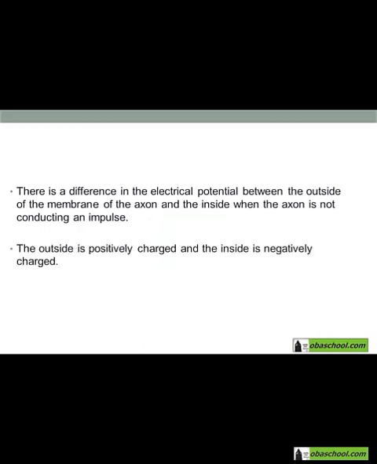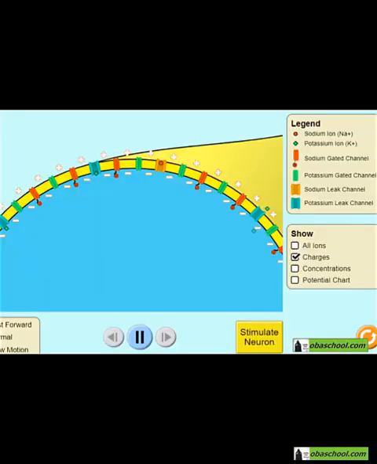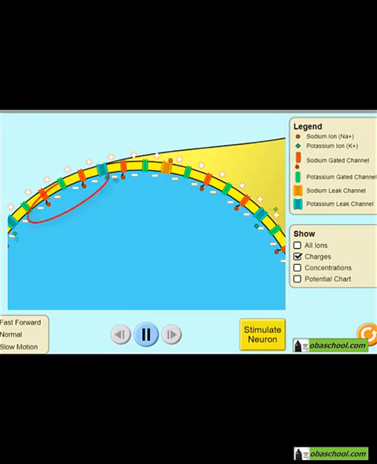The outside of the membrane is positively charged and the inside is negatively charged. As we see here, this is the outside where the plus signs indicate positive charge. And here is the inside where the minus signs indicate negative charge.